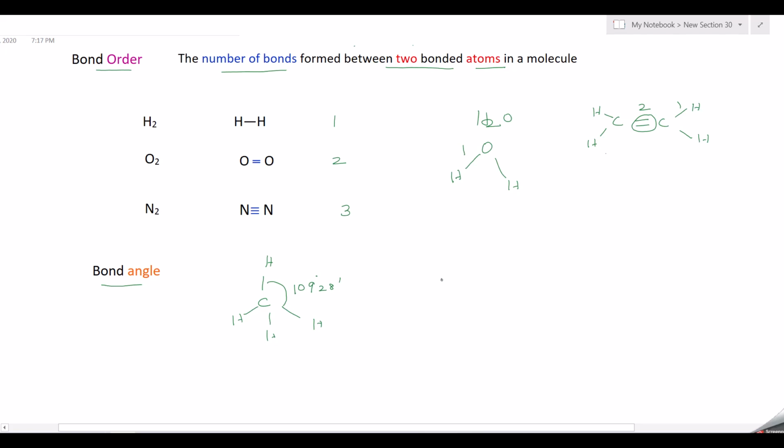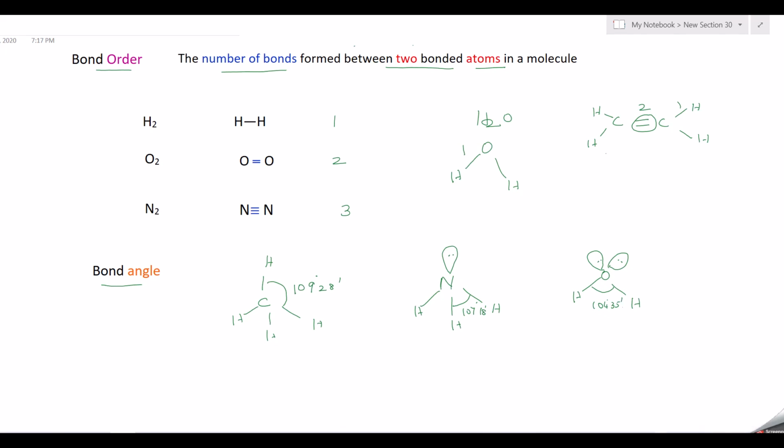Next we'll take ammonia. So ammonia where you have 3 N-H bonds. They are directed like this and you will have a lone pair of electrons like this. And here the bond angle is 107 degree 18 minutes. So between two N-H bonds the bond angle is 107 degree 18 minutes. Similarly in water molecule you have oxygen, hydrogen, here hydrogen, you have two lone pairs of electrons. So the bond angle between these two O-H bonds is 104 degree 35 minutes. So this is the bond angle.